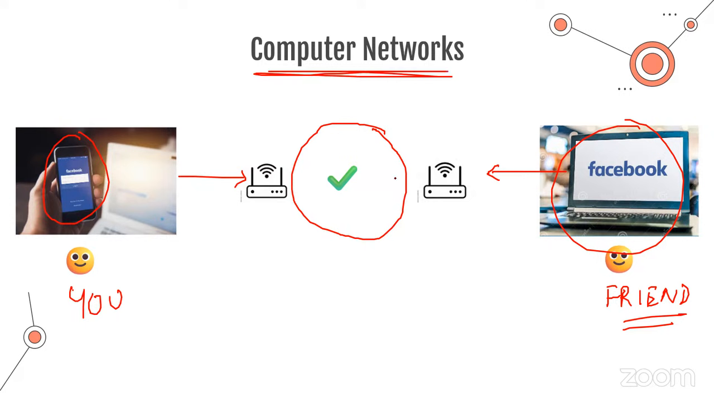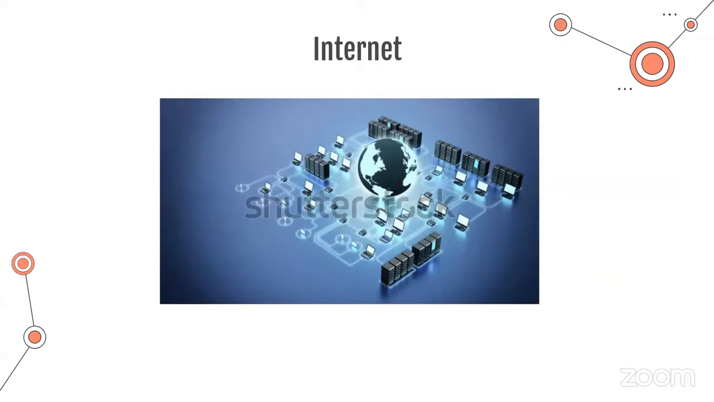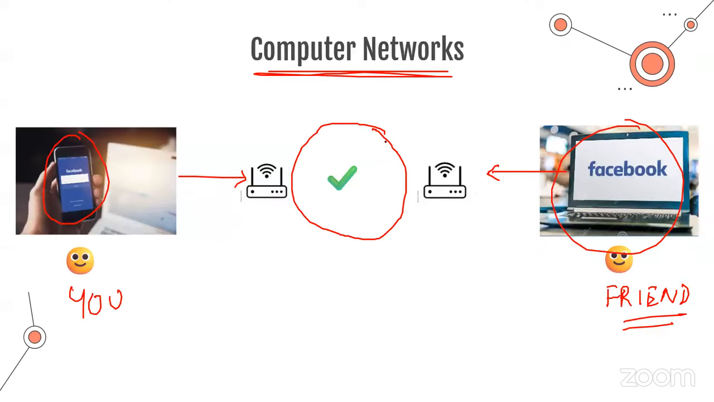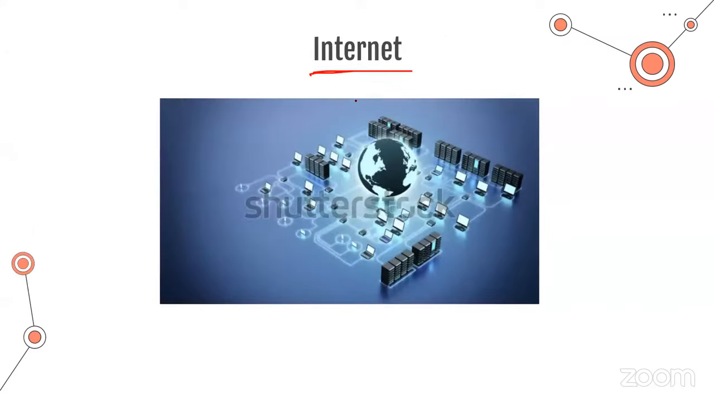Now, first thing, when we talk about computer networks, the first thing that comes in our head is internet. Basically, whatever we talked about here, we say that I am talking to my friend over internet, right? So that's the first thing. What is internet? Can anyone tell me what do you mean by internet, or what is your understanding of internet?